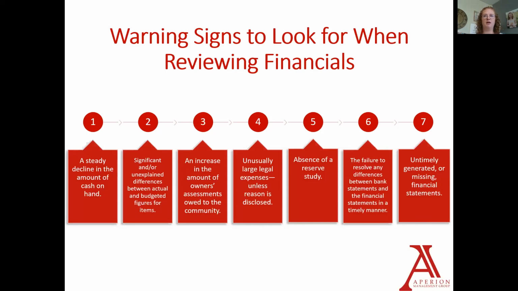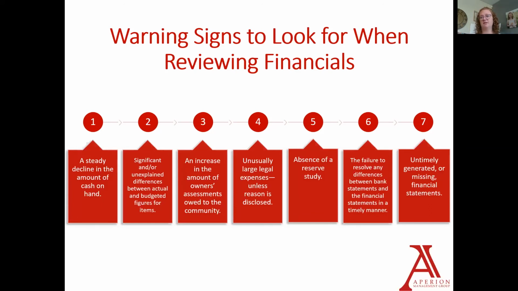But it's important that you understand what these warning signs are. If you have a steady decline of cash for your community, what is that indicating? Are we seeing water bills go through the roof? Have we had our landscaper hit us with an unexpected increase? There needs to be some explanation on this, and as a board, an understanding of it. Is this going to continue, or should we make a change?